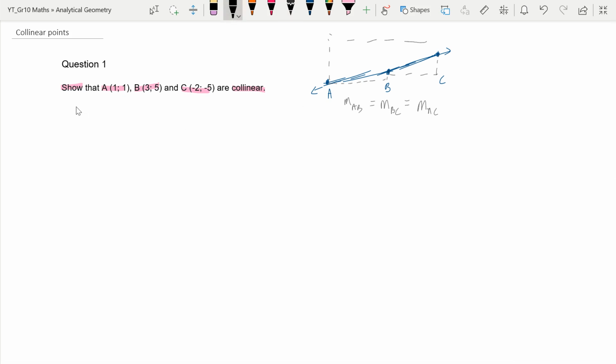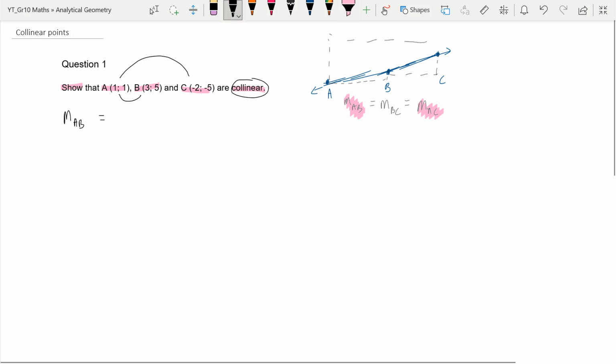Now, if they say show, it doesn't mean they want us to show like drawing a sketch like that. They want us to show that the gradients are the same. So if they want us to show that it is in fact collinear, we can get the gradient between A and B, and then we can get the gradient between A and C.